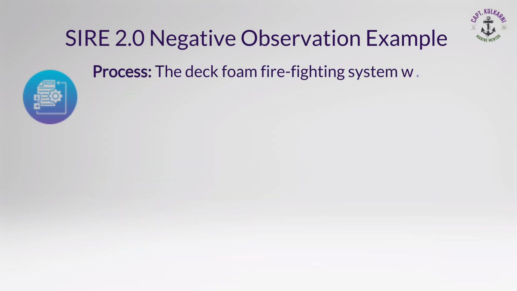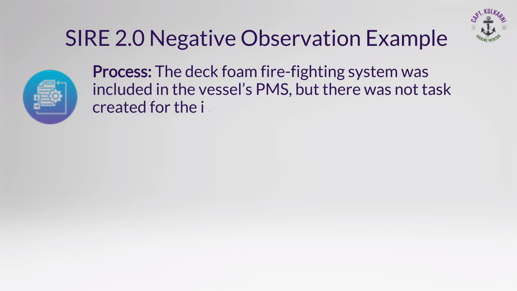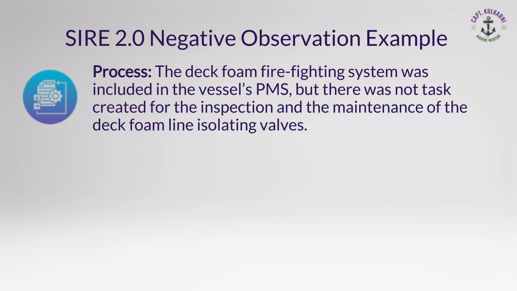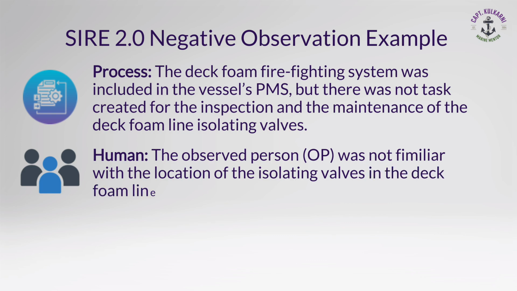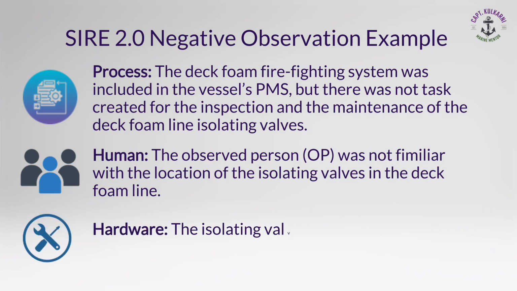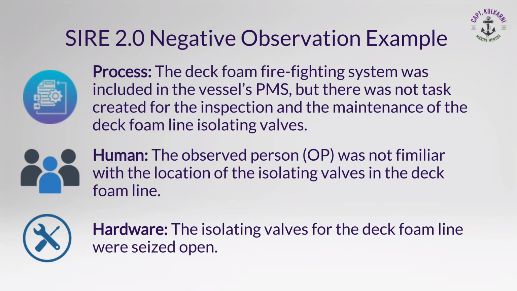In the process, he is going to check whether it was included in the planned maintenance system or any task has been created for the regular inspection and maintenance of it. Second, he will check from the ship whether the person who is supposed to inspect the valve is familiar with it, that this valve needs maintenance, and the location, is he aware of it. With the hardware, it has to be checked whether the isolating valve is operational or not, whether it is in good condition or in broken condition.